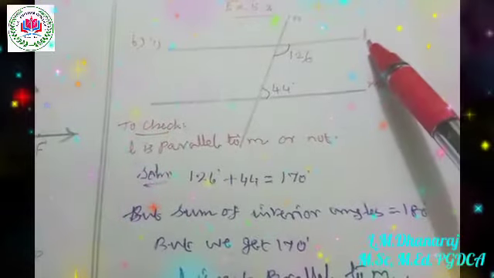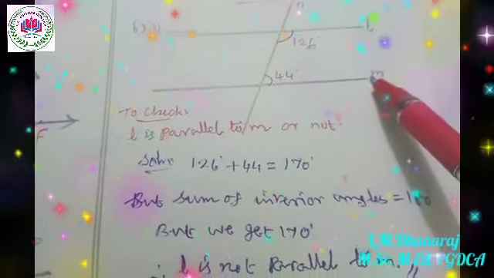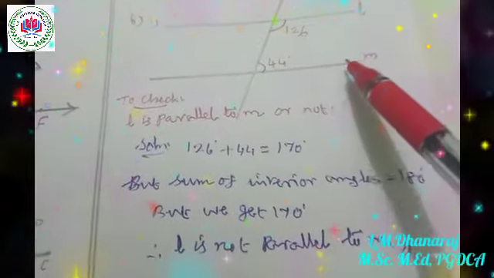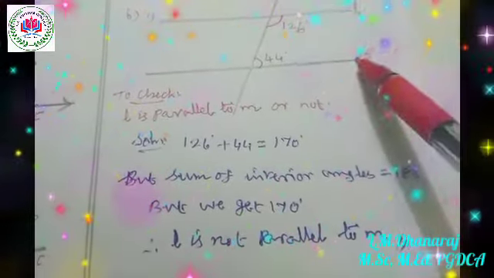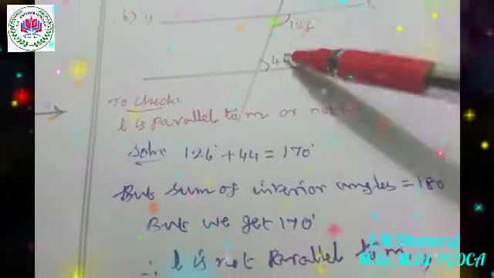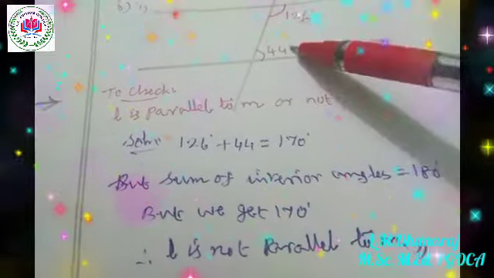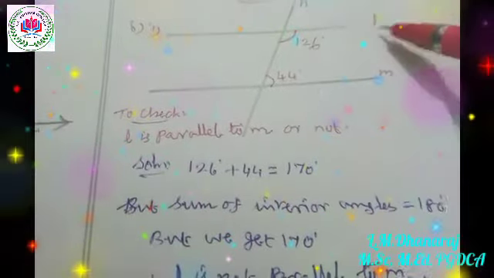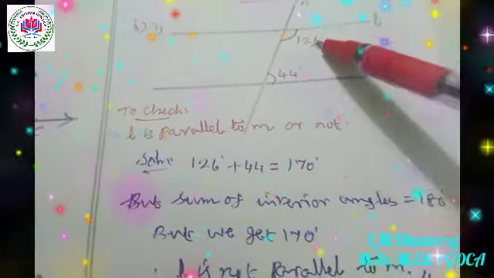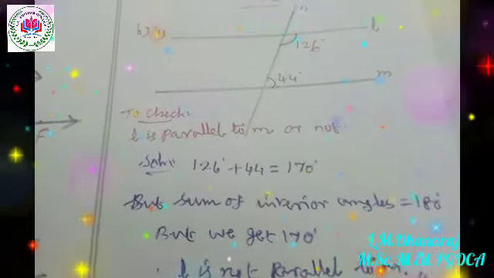Sixth question, first subdivision. Line L is parallel to line M. Now we have to check whether L is parallel to M or not. The logic is very simple. We have to add these two angles. If we get 180 degree, then we can say these two lines are parallel. If we are not getting 180 degree when we add these two, it is not parallel, that's all.